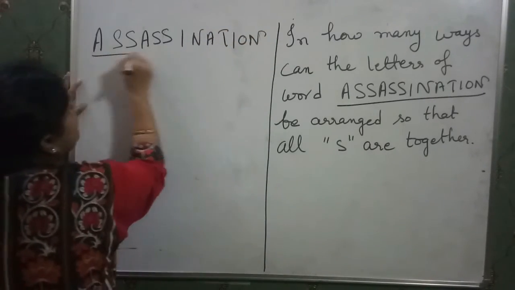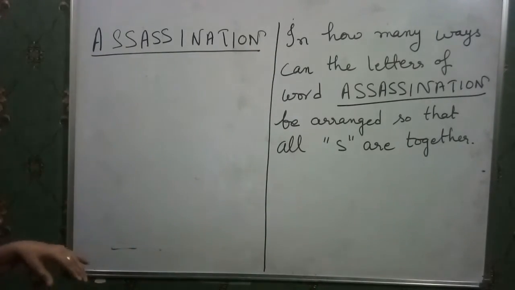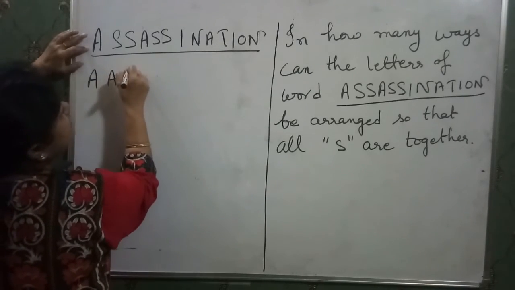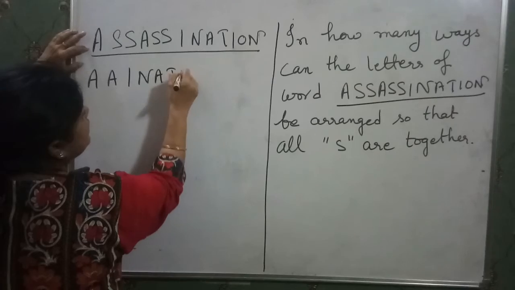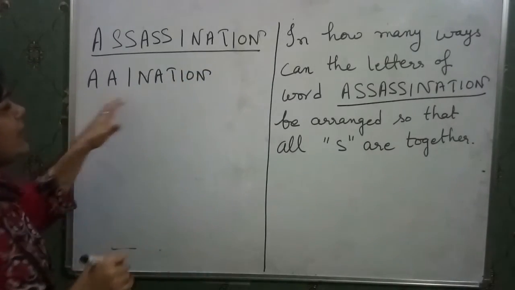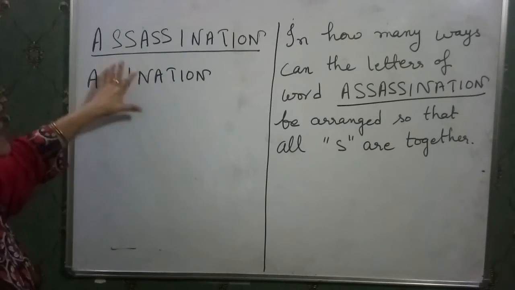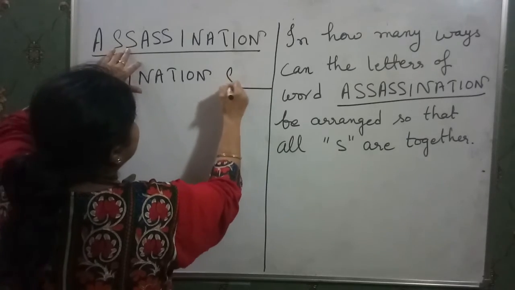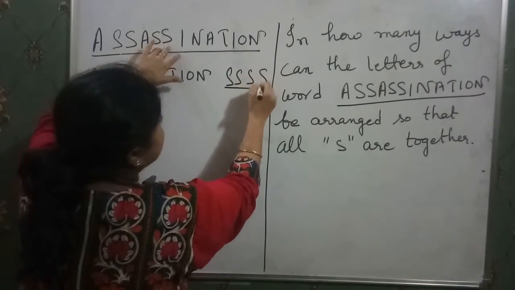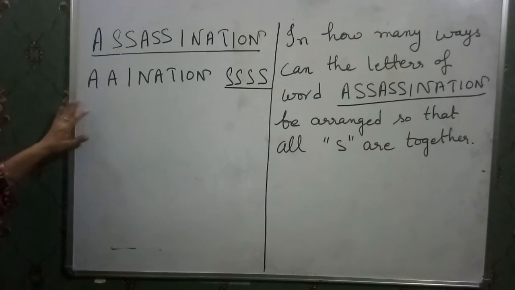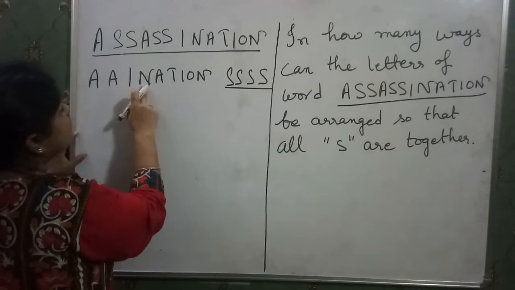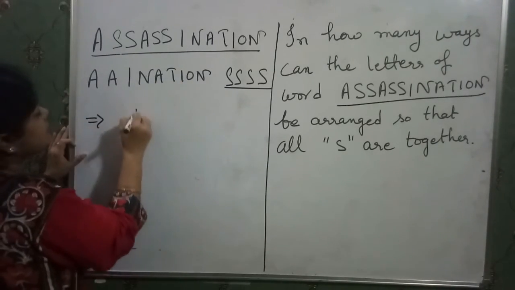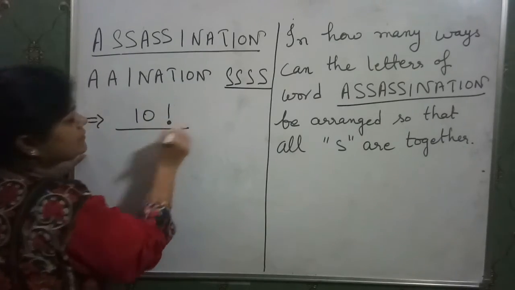So this is the case when some letters are repeated more than one time. So we make the group: A, double A, I, N, A, T, I, O, N. I haven't grouped the letters A and I because only S is specified here. So I put a separate block for S. Clear? So the total number of letters here in this case is 1, 2, 3, 4, 5, 6, 7, 8, 9 and 10. So our answer is factorial 10 over.